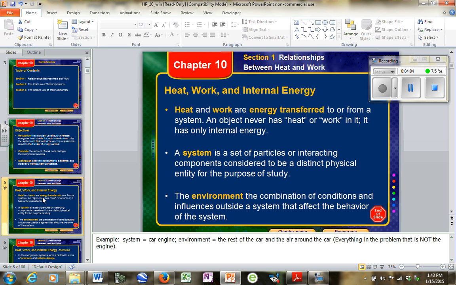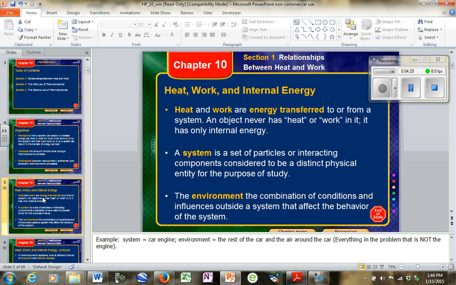Beside where it says a system and an environment, I want you to draw yourself a little picture. By system, I want you to draw a picture of a car, because an example of a system would be a car's engine, a set of particles or interacting components. That's what you're studying. You're studying the pistons, you're studying the intake and the gas, you're studying the exhaust.